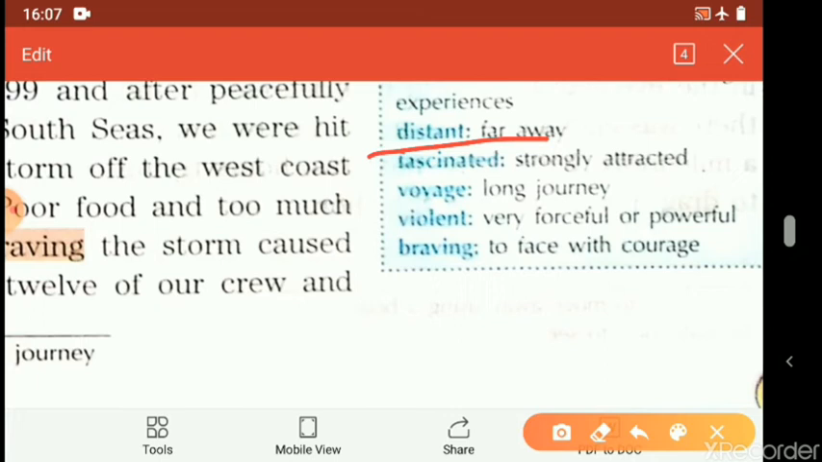The spelling of fascinated is F-A-S-C-I-N-A-T-E-D. Traveling to distant lands in the world always fascinated me.